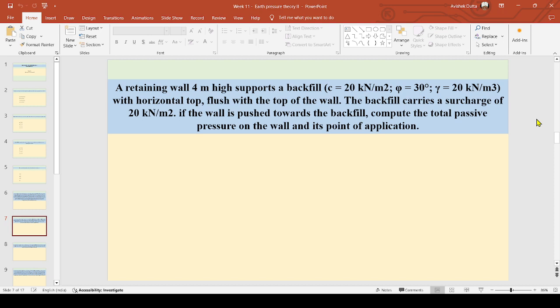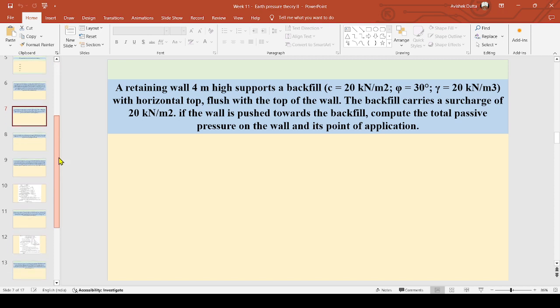I'll repeat the question once. The retaining wall 4 meter high supports a backfill. C equals 20 kilonewton per meter square, phi equals 30 degree, gamma equals 20 kilonewton per meter cube, with horizontal top flush with the top of the wall. The backfill carries a surcharge of 20 kilonewton per meter square. If the wall is pushed towards the backfill, compute the total passive pressure on the wall and its point of application. Okay. I hope the question is copied. I'll go to the next question.